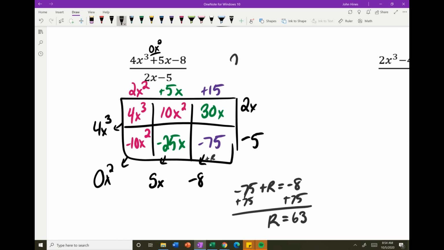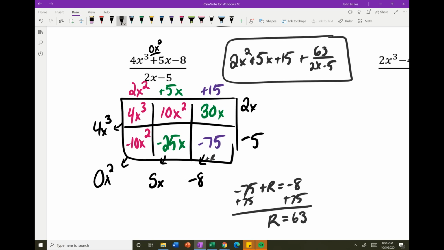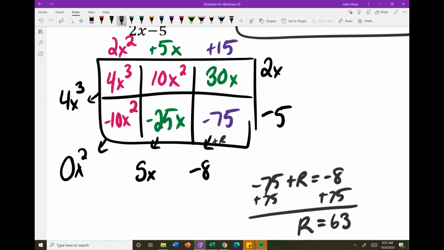So my answer is 2x squared plus 5x plus 15 plus 63 over 2x minus 5. That right there is my quotient. So the key thing is, this remainder step gets a little tricky because you have to do some mental math, but you can think of it as an equation. This box plus r equals whatever came out from the arrow. Box plus r equals the arrow.